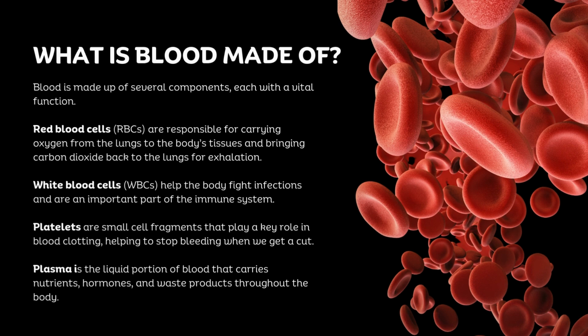What is blood made of? Blood is made up of several components, each with a vital function. Red blood cells are responsible for carrying oxygen from the lungs to the body's tissues and bringing carbon dioxide back to the lungs for exhalation. White blood cells help the body fight infections and are an important part of the immune system. Platelets are small cell fragments that play a key role in blood clotting, helping to stop bleeding when we get a cut. Plasma is the liquid portion of the blood that carries nutrients, hormones, and waste products throughout the body.